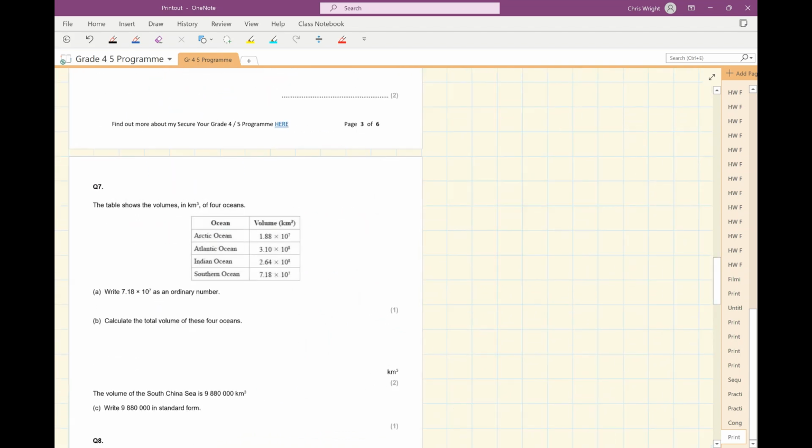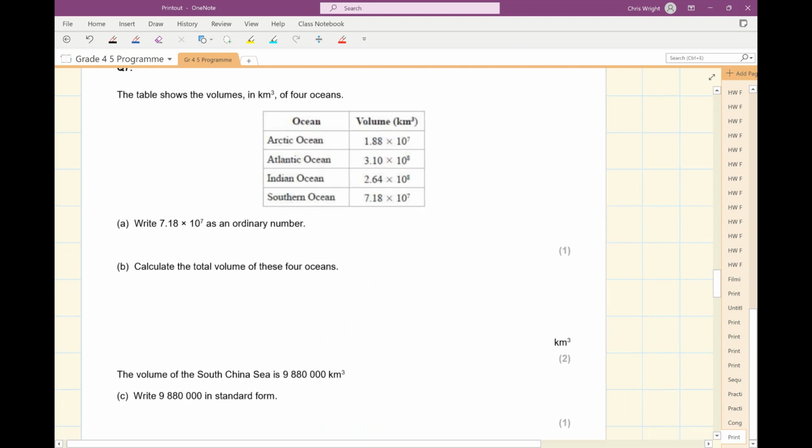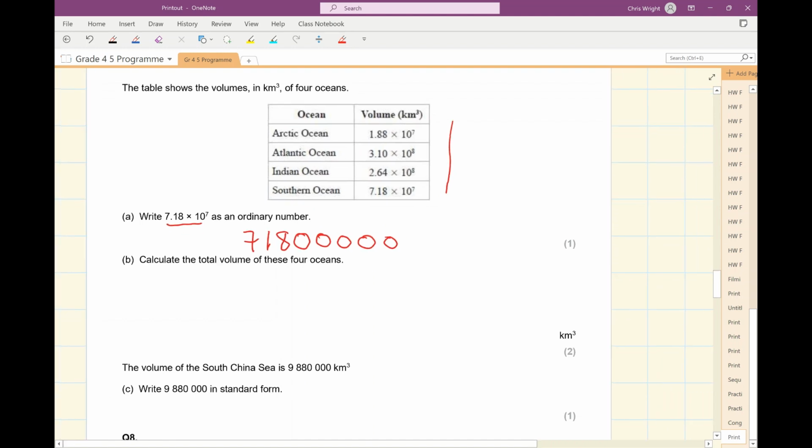Question 7. The table shows the volumes in cubic kilometers of 4 oceans. Okay, Arctic, Atlantic, Indian, Southern, and there are the volumes. Right, this is an ordinary number. Well, I'm going to do 7 jumps, aren't I? 2 jumps takes me over the 1 and the 8, so I've got 5 more jumps. So it's going to be 718 with 5 zeros.